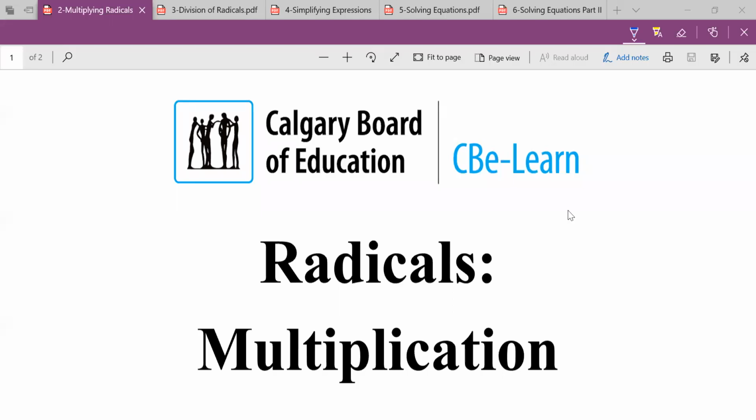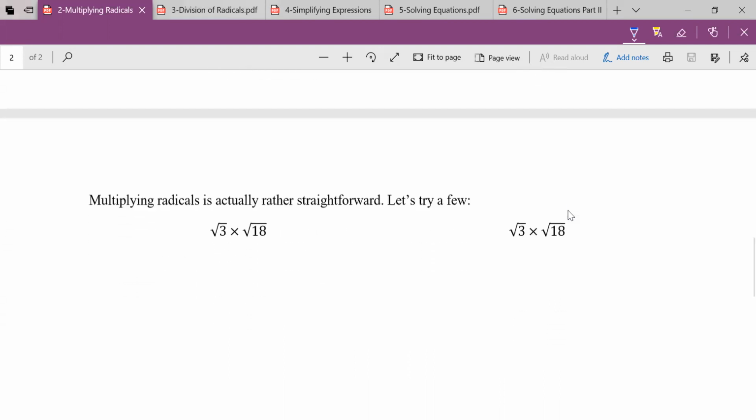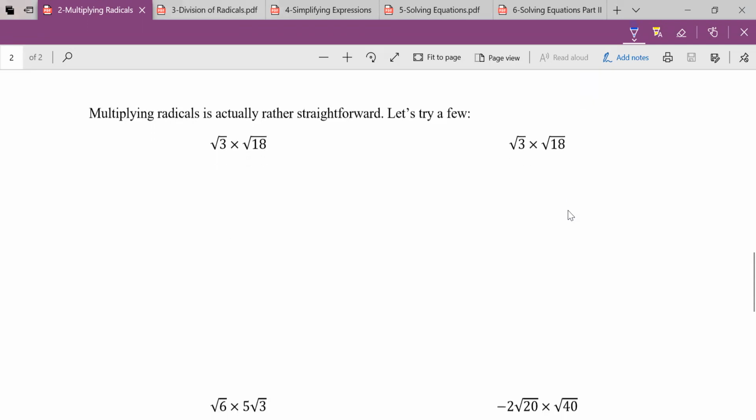Hey, Math 20-2s. In this video, what we're going to talk about is the multiplication of radicals. Good news for you. If you thought adding and subtracting was okay, you're going to find multiplying just as okay as well. Here we go. Let's multiply the following radicals together.